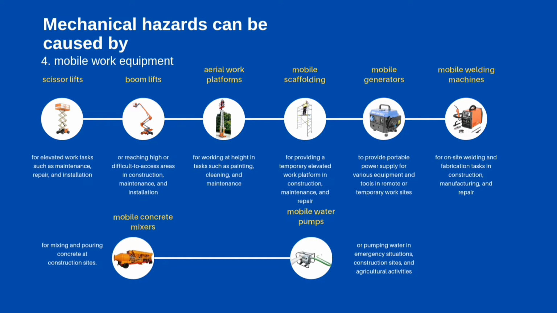Mobile generators to provide portable power supply for various equipment and tools in remote or temporary work sites. Mobile welding machines for on-site welding and fabrication tasks. Mobile concrete mixers for mixing and pouring concrete at construction sites. Mobile water pumps for pumping water in emergency situations, construction sites, and agricultural activities. The list is not exhaustive, and there may be other mobile work equipment that needs to be looked out for.